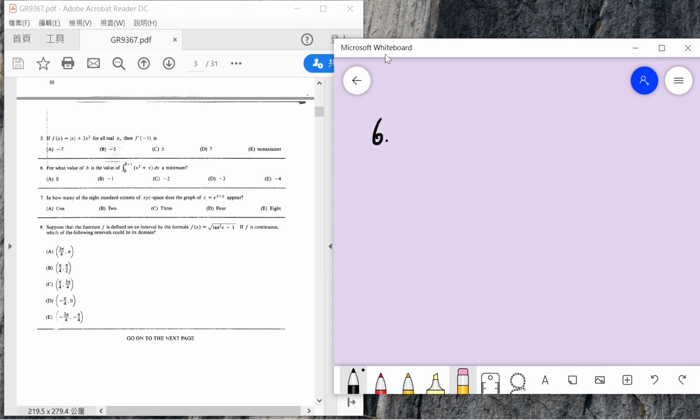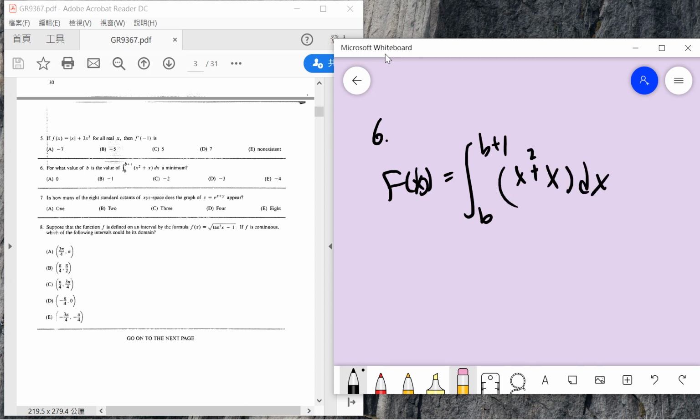So number 6. I can define the function of b to be the integral from b to b plus 1 of x squared plus x dx. And he is asking about which one is the minimum. So basically, one way is to solve for f(b) in terms of b and do the differentiation. But another way is we just use the fundamental theorem of calculus, and then we just take the derivative with respect to b. So I use the second way.